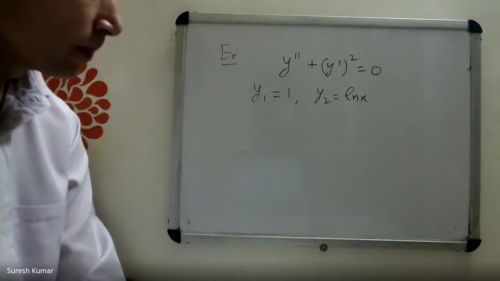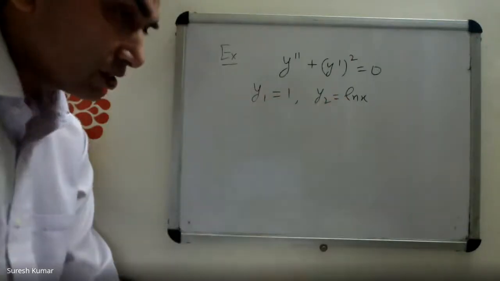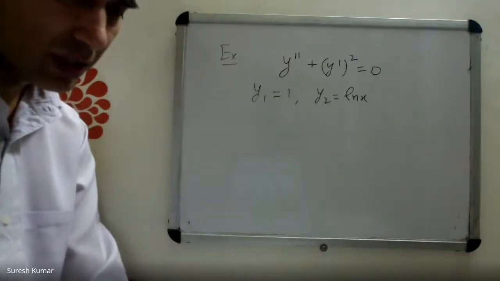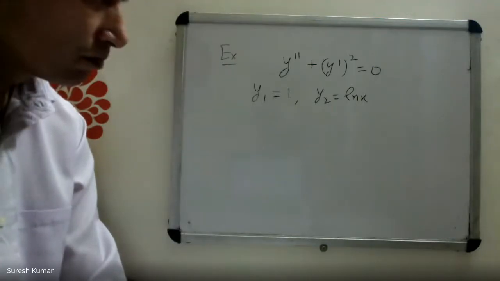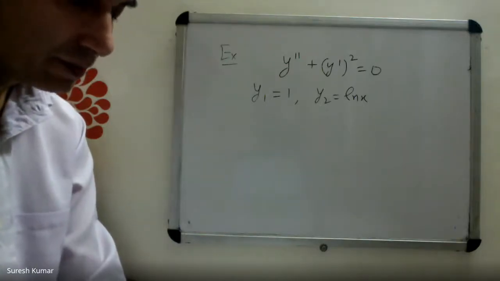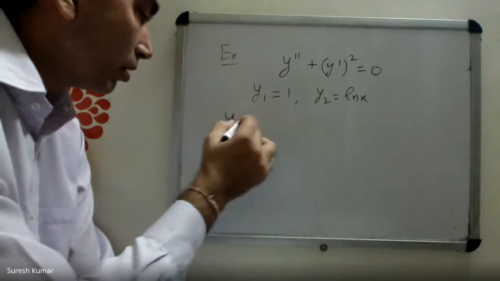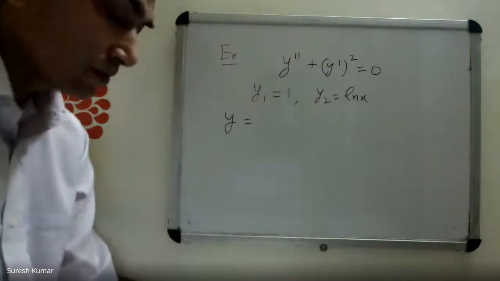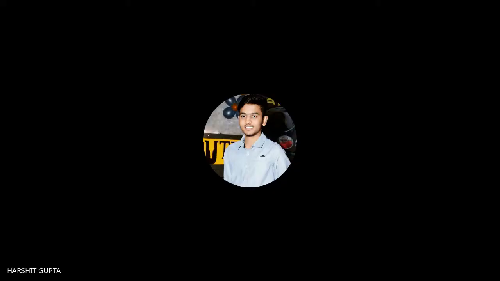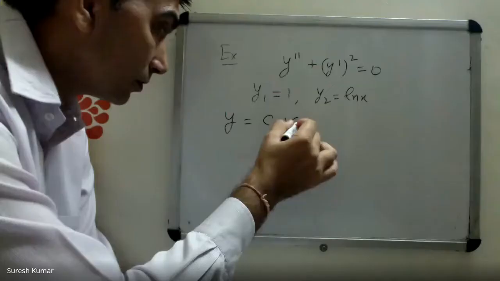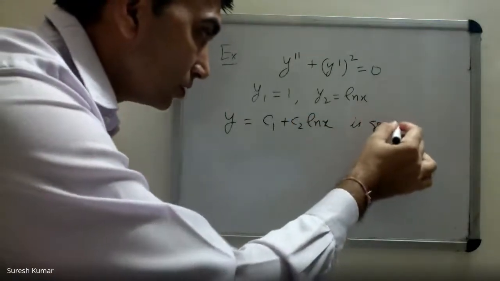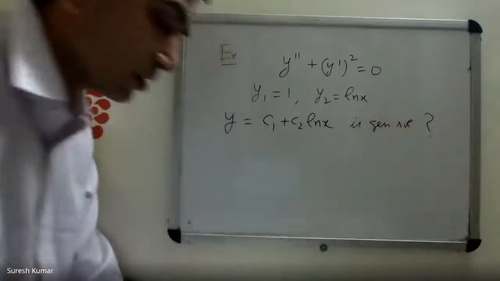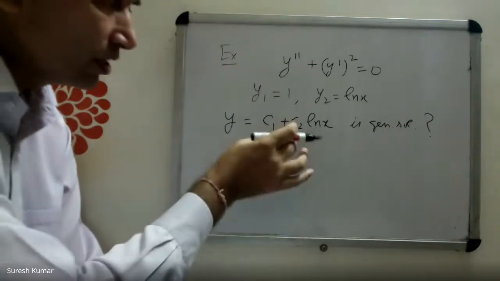You can check it. Are these two solutions independent? Yes, sir. These are independent, right? So what is general solution of this equation? C1 plus C2 ln x? Really? Is it the general solution? Question mark. Check it whether it's a solution or not.